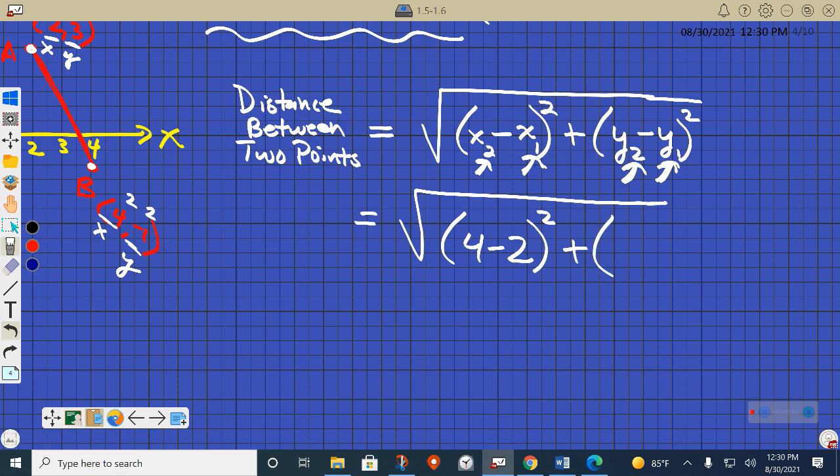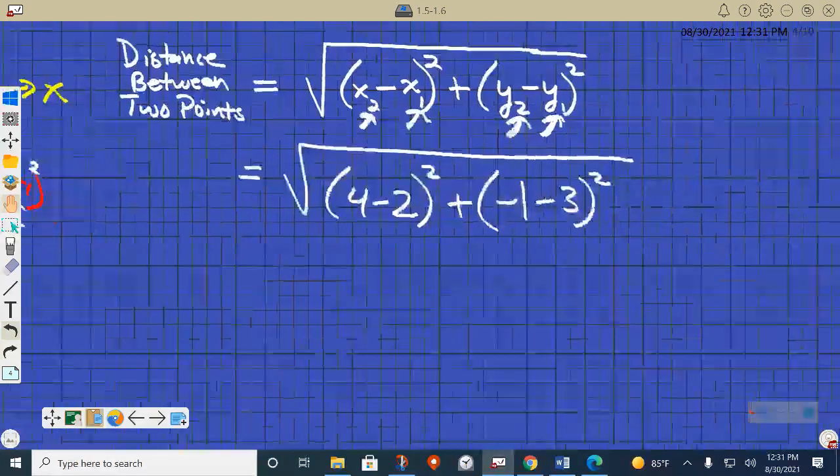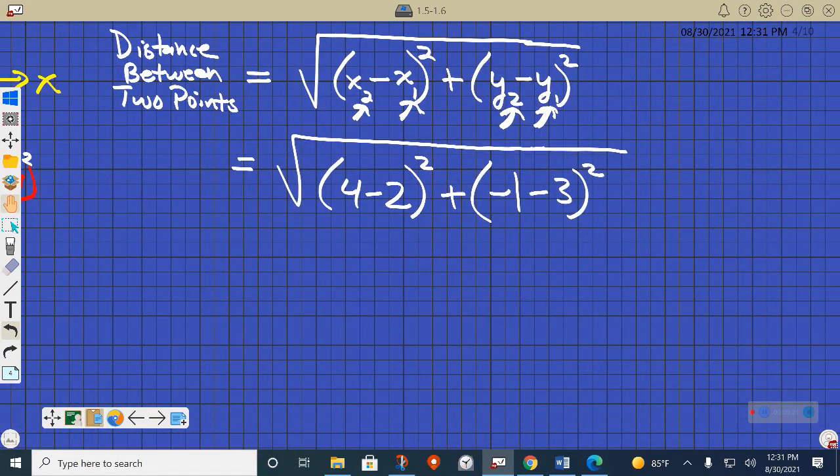nice, Y sub 2. Or, I mean, negative 1, yeah, got you. Negative 1 right here. Watch this. Minus Y sub 1 is going to be 3. Square that puppy. Solve. Let's simplify now.